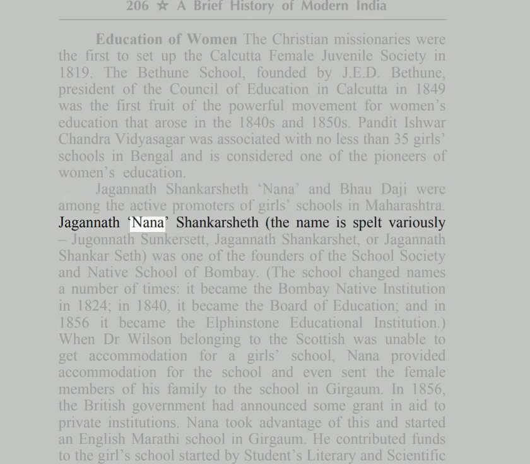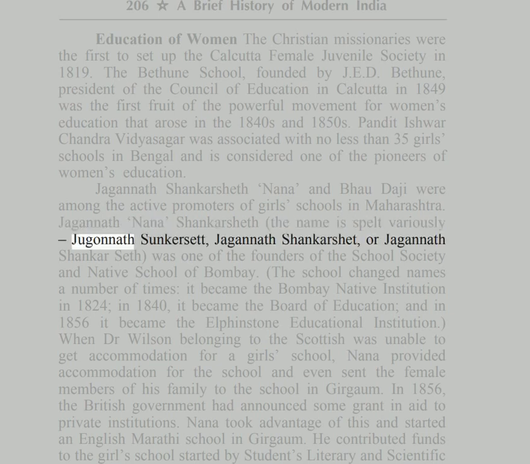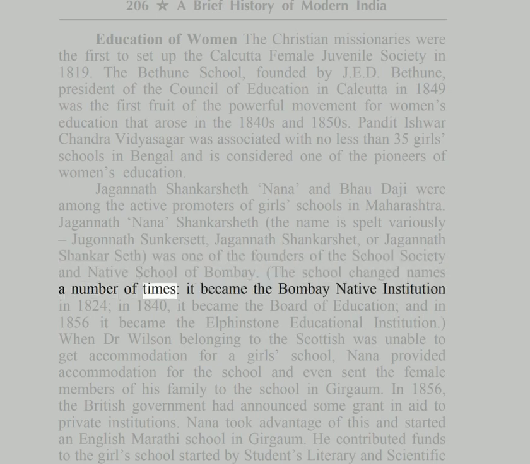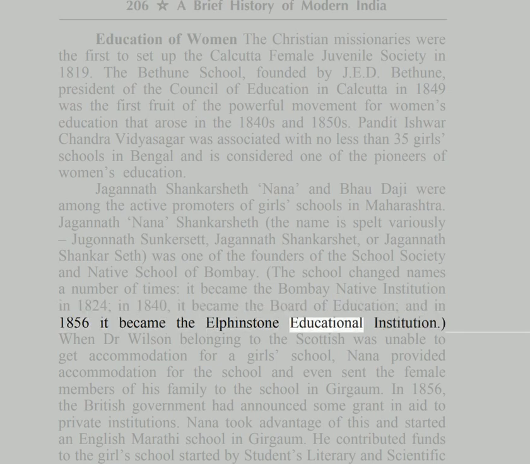Jagannath Shankar Sheth, the name is spelled variously Jagannath Shankar Seth or Jagannath Shankar Sheth, was one of the founders of the School Society and Native School of Bombay. The school changed names a number of times. It became the Bombay Native Institution in 1824, in 1840 it became the Board of Education, and in 1856 it became the Elphinstone Educational Institution.